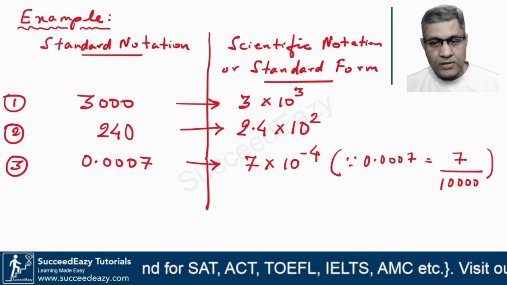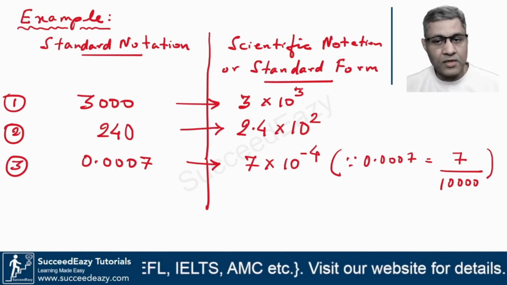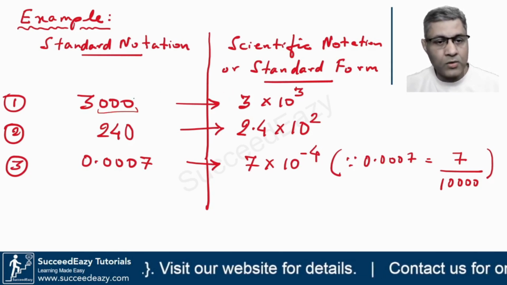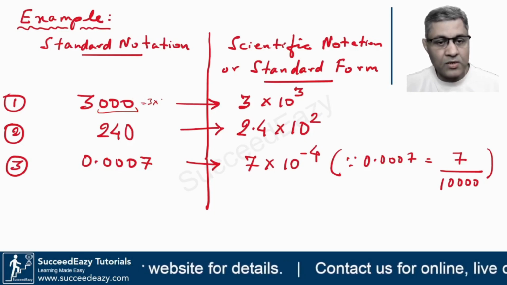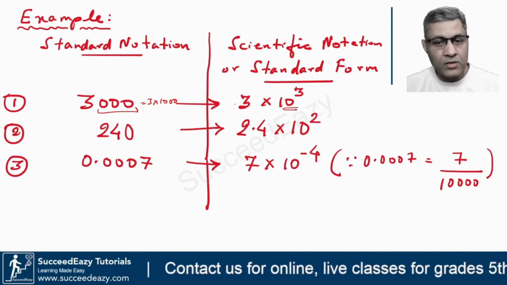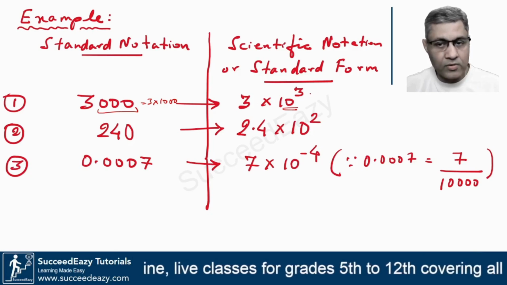As you can see on your screen very clearly, 3000 can be expressed as 3 times 10 to the power 3. These 3 zeros are easily converted. This basically means 3 into 1000, and 1000 is basically 10 to the power 3. So we straight away get 3000 as 3 into 10 to the power 3.